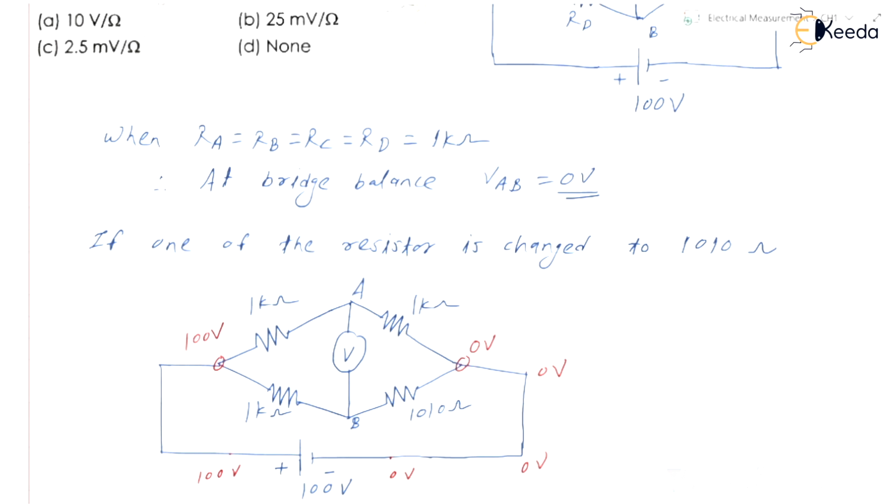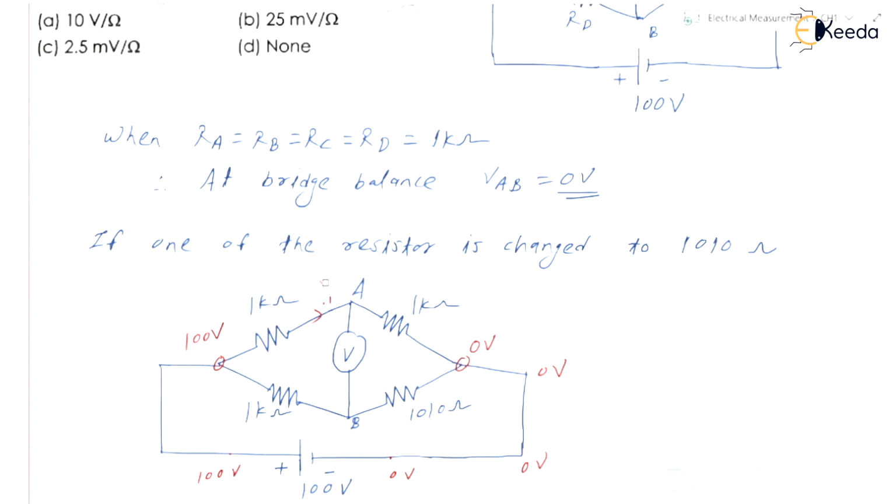Now if you check these two resistors, the potential difference across these two resistors is equal to 100 minus 0, so it is 100. So can we find the current in this branch? Yes, it is 100 divided by 2k. I am considering it as IA current here. So here we can write the current flowing.